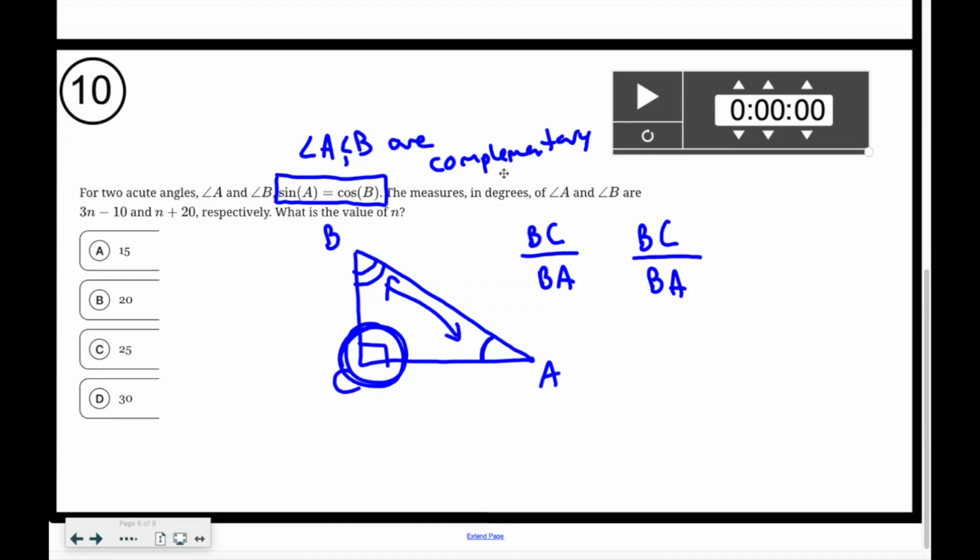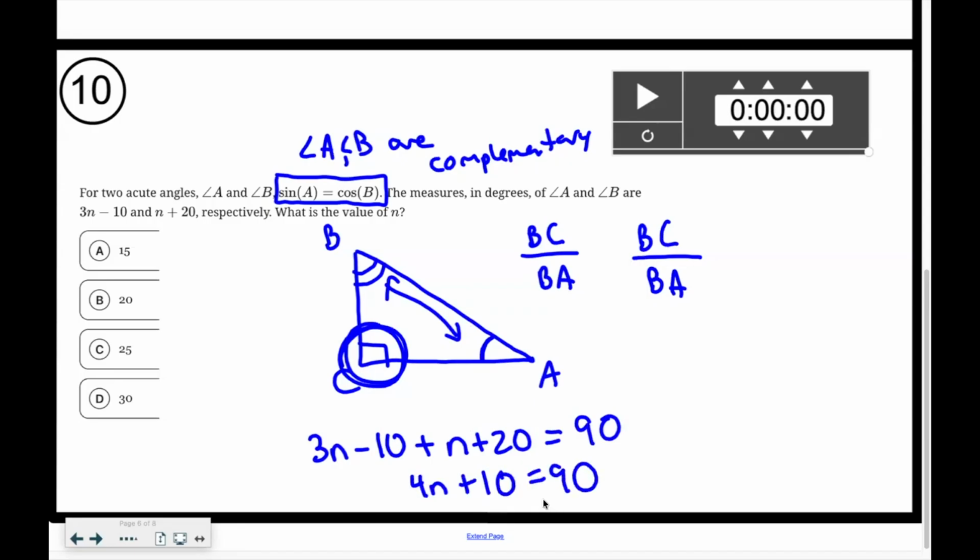So once you get that concept, it's a really simple algebra problem. It's just this angle plus this angle has to equal 90. And then it's just 4n plus 10 equals 90. Go up here, 4n is 80. And then n is 20. So the key is just realizing that what they really are telling you is that A and B add up to 90. Okay, questions?